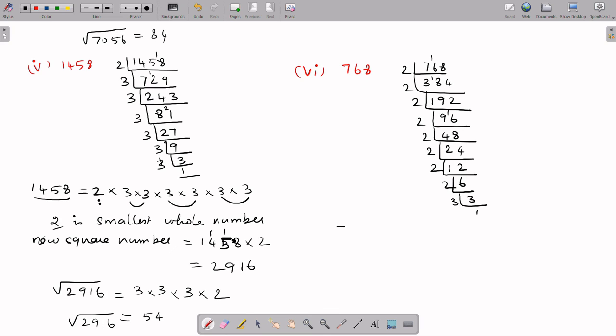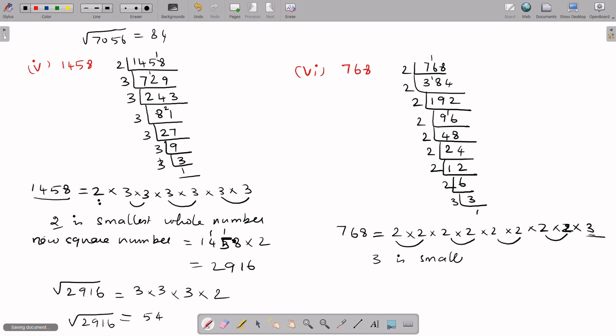So 768, you have to write this as 1, 2, 3, 4, 5, 6, 7, 8 2s into this 3. So here we have to combine the 2s, all the 2s, and 3 is missing. So we have to conclude our answer. 3 is the smallest whole number.